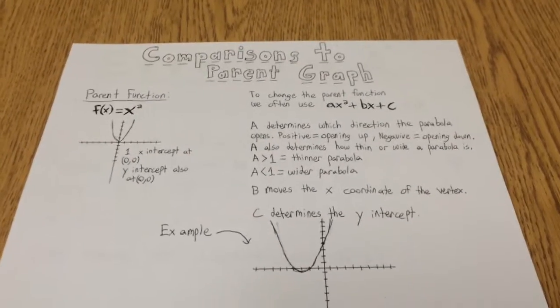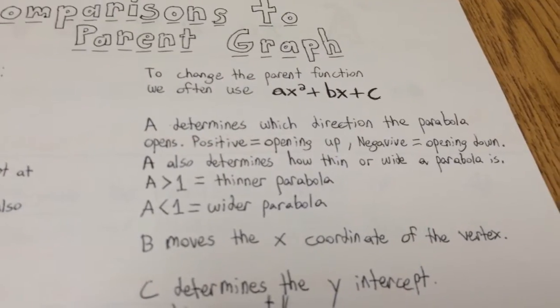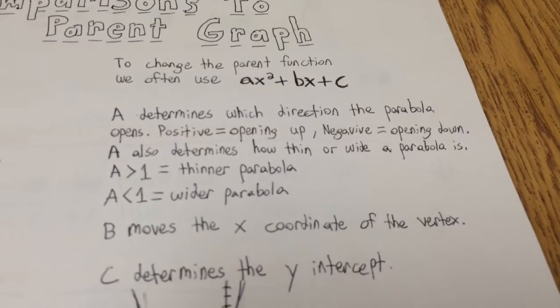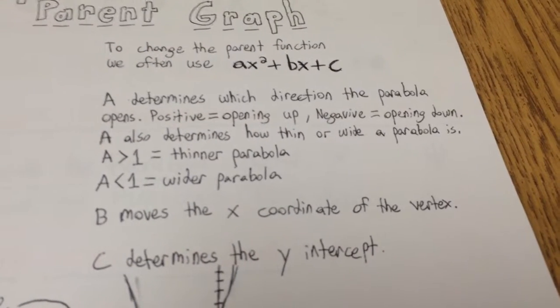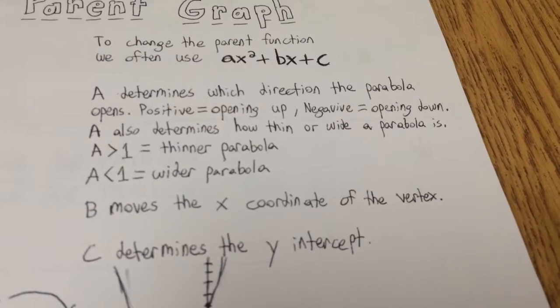Comparisons to parent graph. To change the parent function, we often use ax² plus bx plus c. A determines which direction the parabola opens. Positive equals opening up, negative equals opening down. A also determines how thin or wide a parabola is.